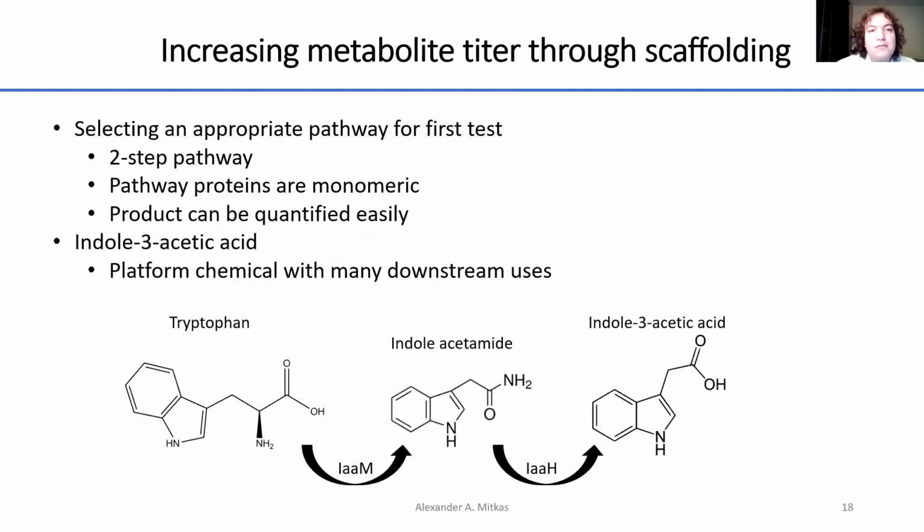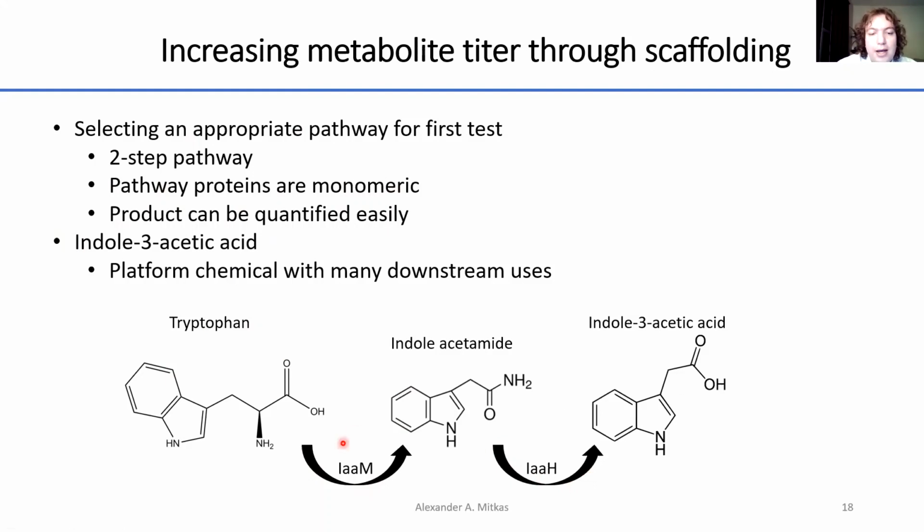So having both our turn-off system and our turn-on system, the next thing we wanted to question is, can we actually use these systems to increase product titer in a metabolic pathway? To do that, we wanted to select an appropriate pathway for our first test. So we wanted a 2-step pathway where the proteins are monomeric and the product can be quantified relatively easily. For that, we chose indole-3 acetic acid, which is a platform chemical with many downstream uses. Indole-3 acetic acid is produced in vivo through this 2-step pathway where tryptophan goes through IAAM to indole acetamide, and then through IAH to indole-3 acetic acid.